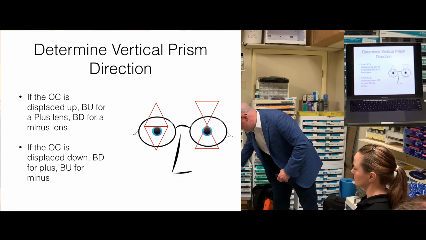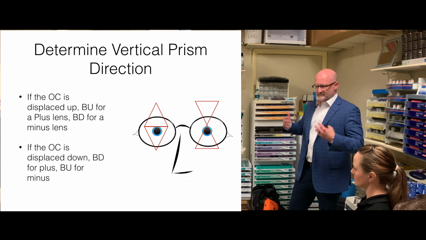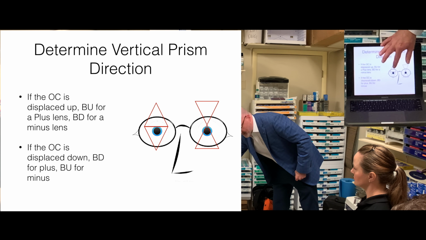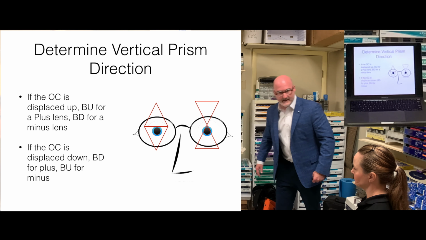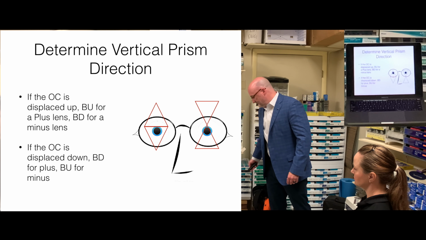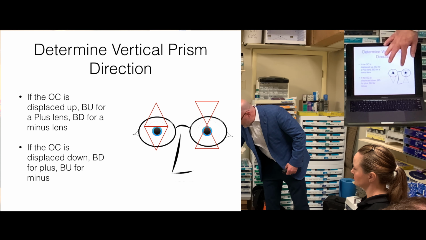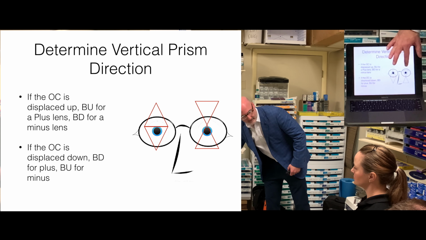So if the OC is displaced up, it's going to be base up. If it's down, it's going to be base down. Relatively simple, right? You can see here, this right eye, the pupil is up in the lens, so it's base up. This is a minus lens, it's in this triangle here. The base is down. Now if I move the lens down, my base is down. And if I moved it up, my base is up, right?